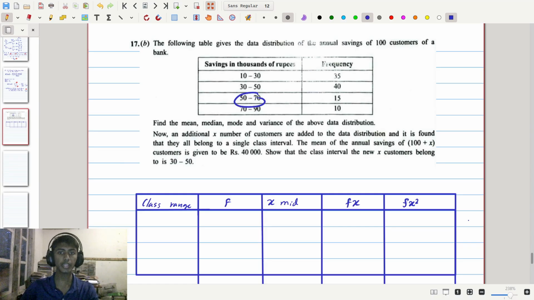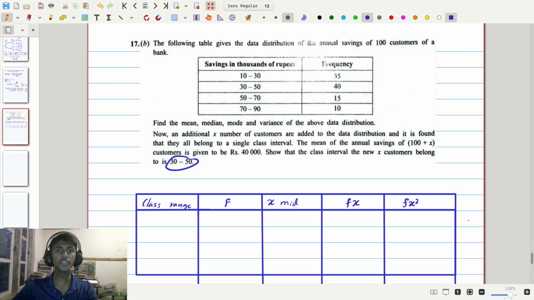So then it says the mean of the annual savings of the 100 plus X customers is given to be 40,000 rupees. Now given this, we are asked to show that the class interval the new X customers belong to is the 30 to 50 class interval range.